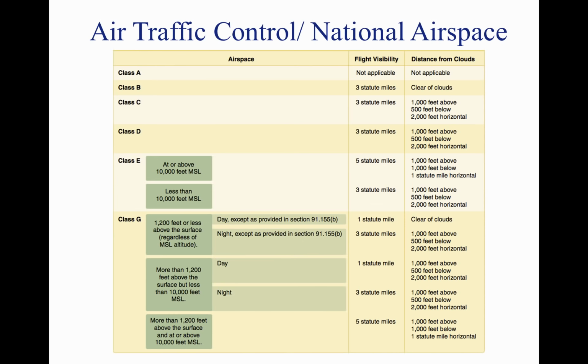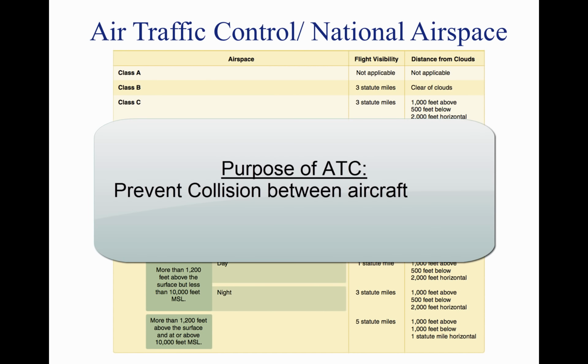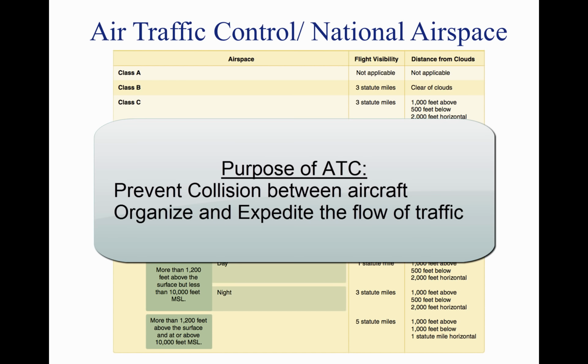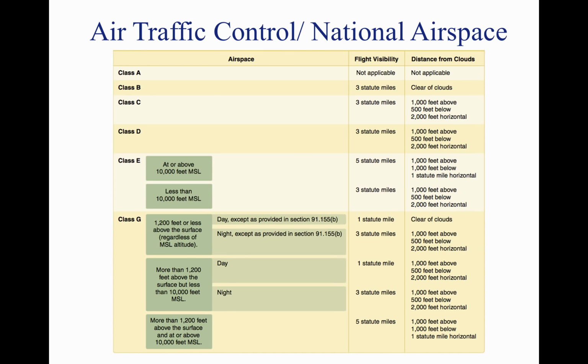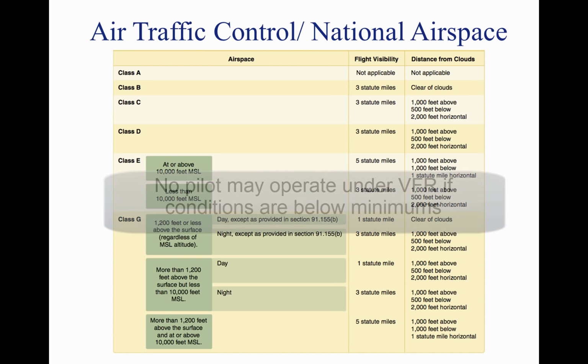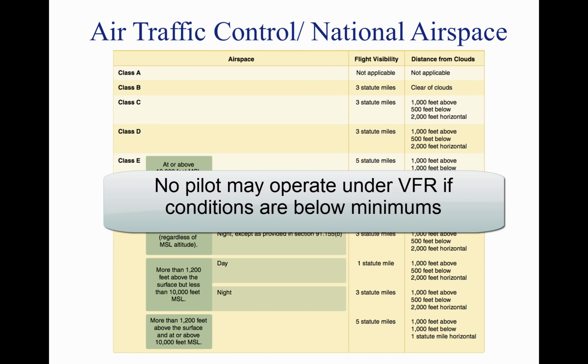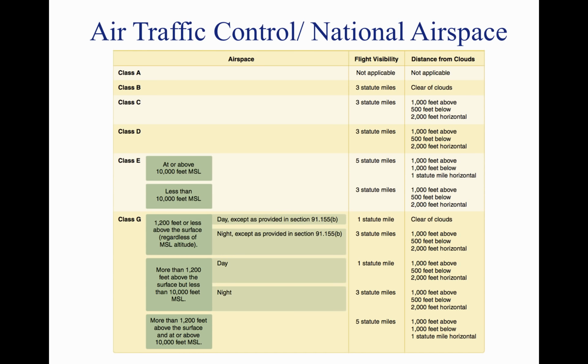The primary purpose of air traffic control is to prevent a collision between aircraft operating in the system and to organize and expedite the flow of traffic. Air traffic control may also be able to provide additional services when the workload permits. Pilots must be familiar with the operational requirements for each of the various types or classes of airspace. No pilot may operate an aircraft under basic VFR when the specified conditions are less than listed for each airspace.